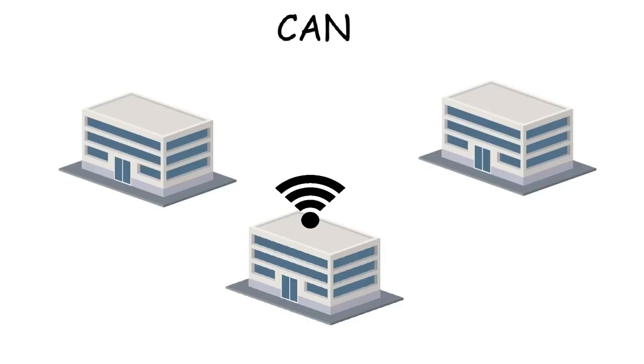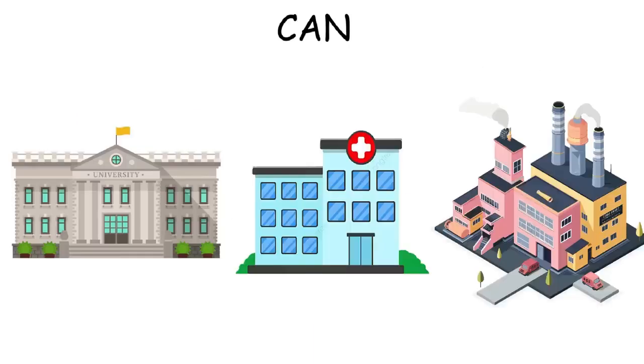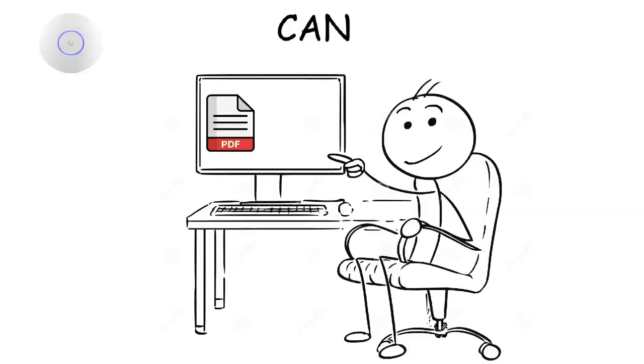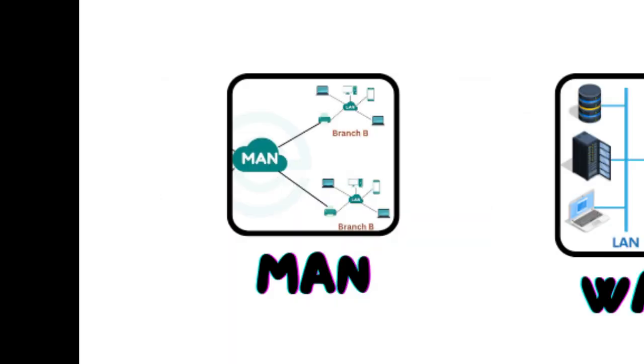CAN, Campus Area Network. A CAN connects multiple buildings in one area, like a university or hospital. So students in dorms can access the digital library, or hospital staff can share patient records, all on the same network. Only authorized users can connect.